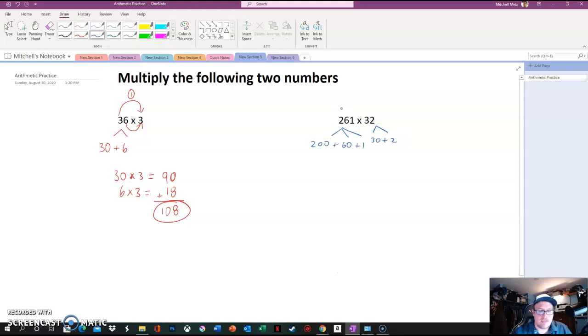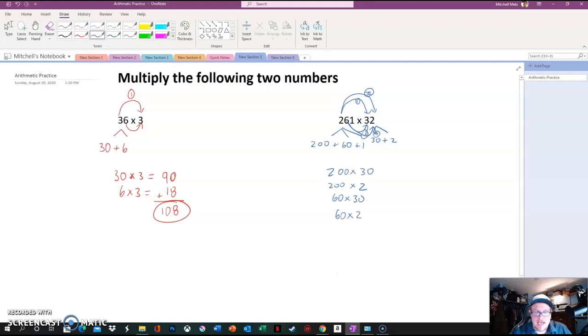I'm going to start with my hundreds place. I need to make sure my hundreds place is times the tens place here, so that's 200 times 30. Then I'm going to do the hundreds place times the 2, so that should be 200 times 2. Now I'm going to move on to my tens place. I'm going to do my tens place times my other tens place, so it'll be 60 times 30. That's my third one. Then my tens place times the other ones place, which is my fourth one, so that will be 60 times 2.